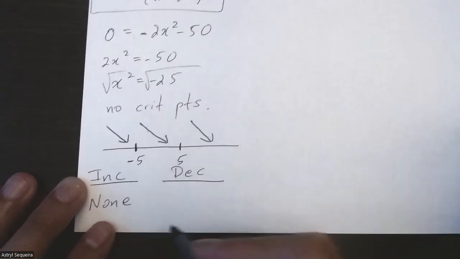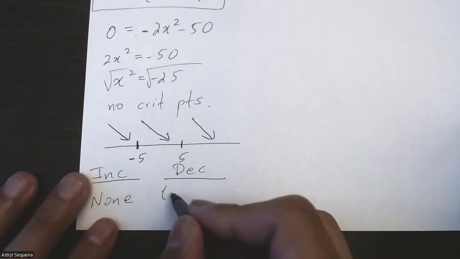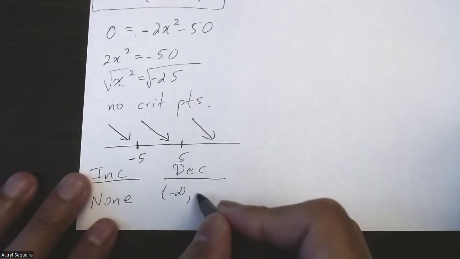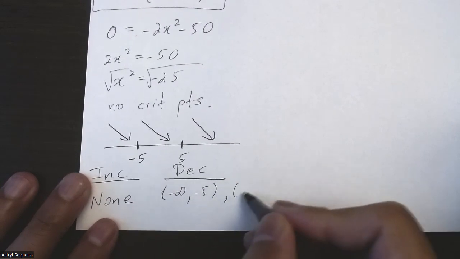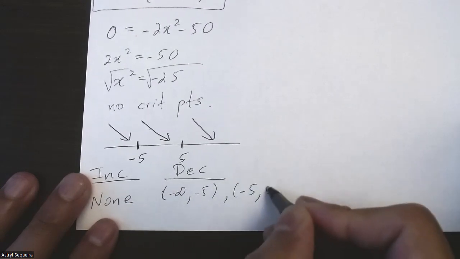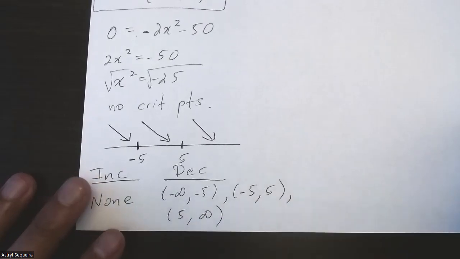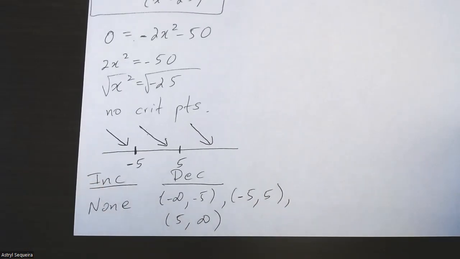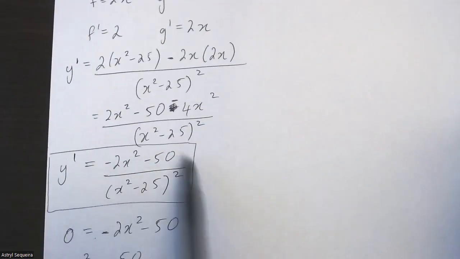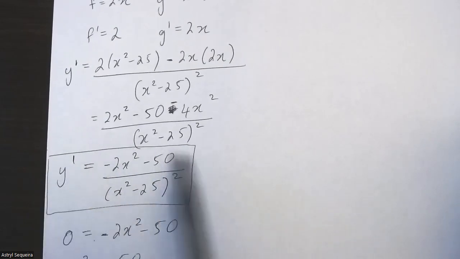And my intervals of decrease are from negative infinity to negative 5, negative 5 to positive 5, and positive 5 to positive infinity. So I have 3 intervals of decrease for this function. Okay, now that I've completed this, I'm going to go to my second derivation. I'm going to derive this function again to find my inflection points.